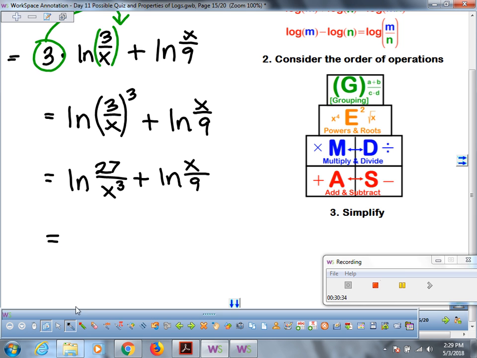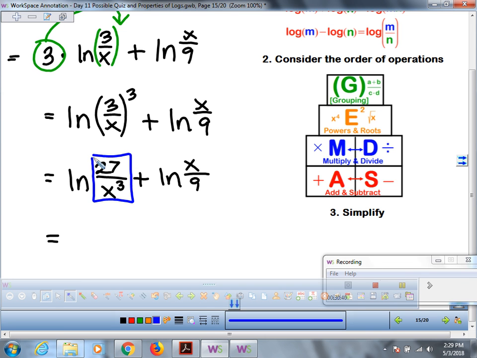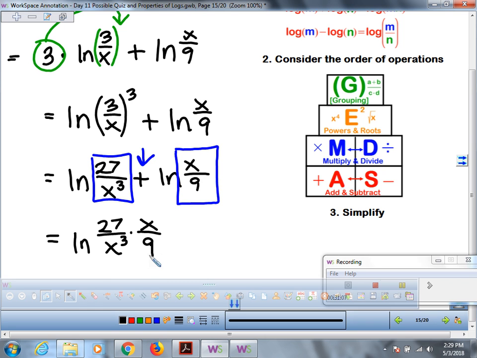All right, so now I'm going to use it technically. Yeah, because you're saying this is equivalent, this is equivalent, this is equivalent. We're simplifying. So I'm going to use the product property to combine those two. So I'm left with ln 27 over x cubed times x over 9. And we can simplify in here. 9 and 27 make 3. X and x cubed make x squared.